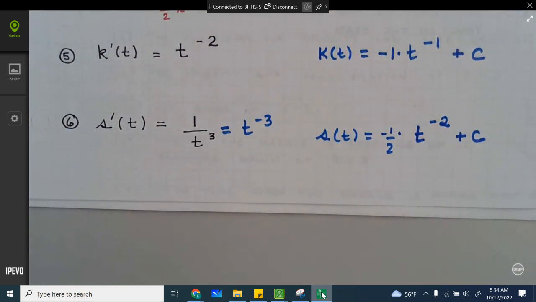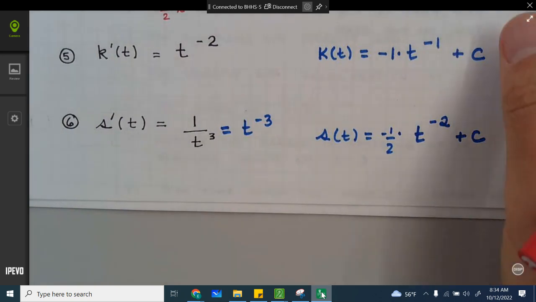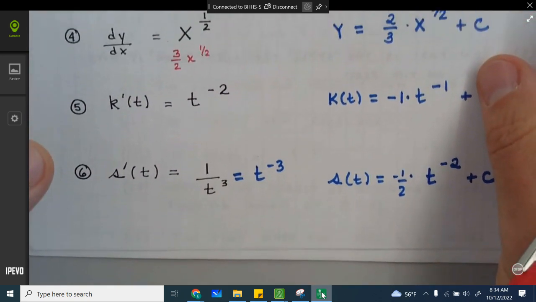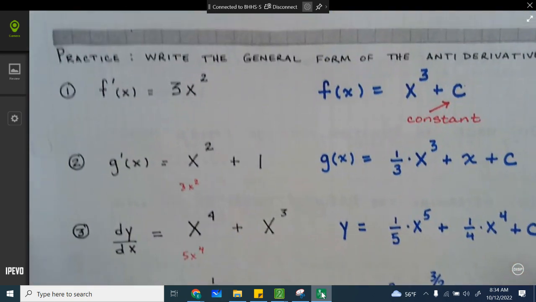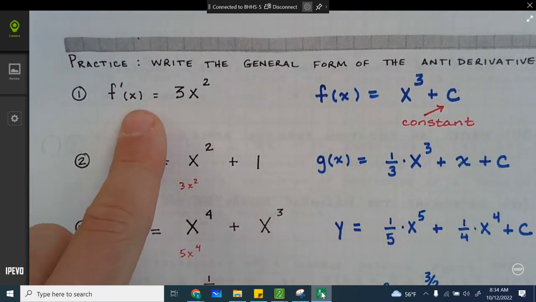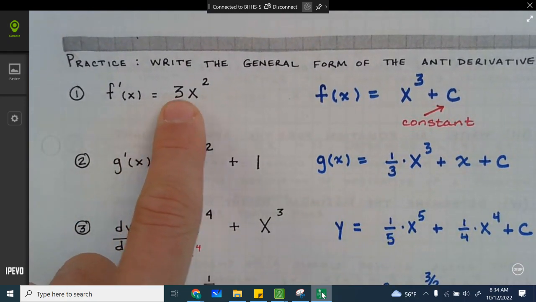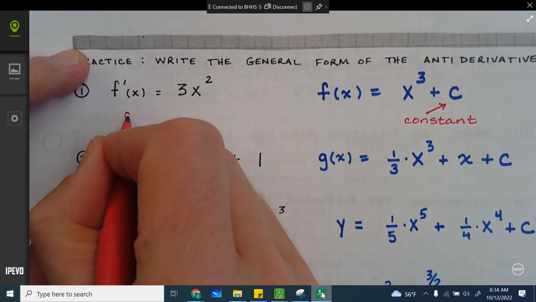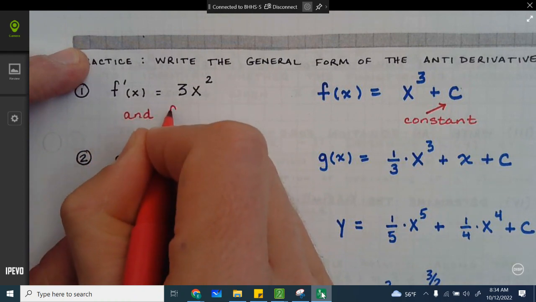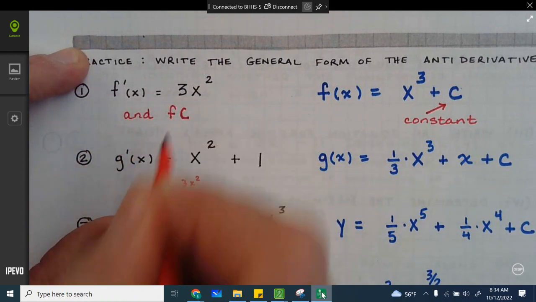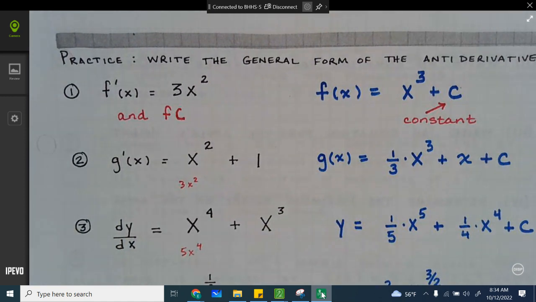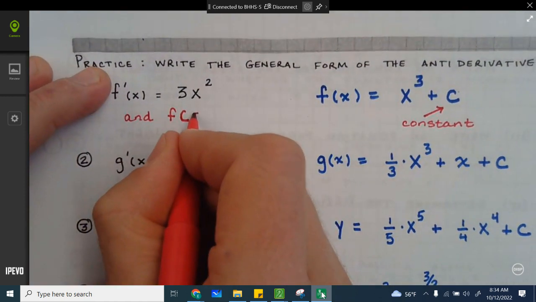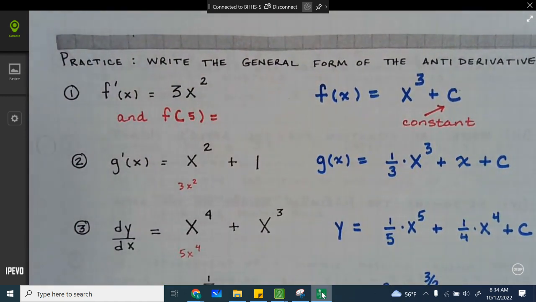One last thing on this. Let's suppose I change one of the problems. Let's go to the first one right here. Suppose I told you that the derivative is 3x squared and that f of, give me a number. F of 5 is equal to, give me another number. 4.